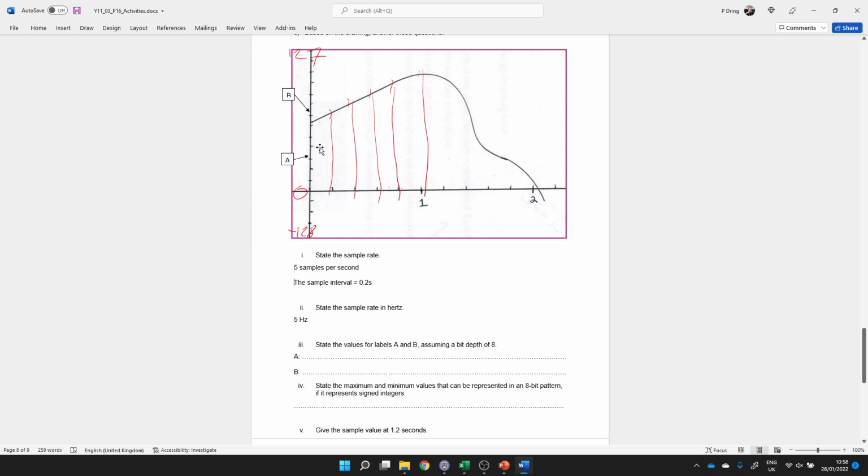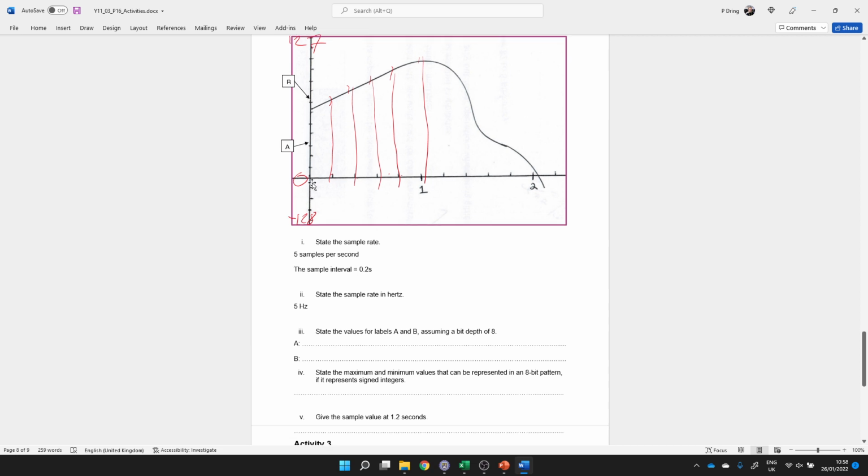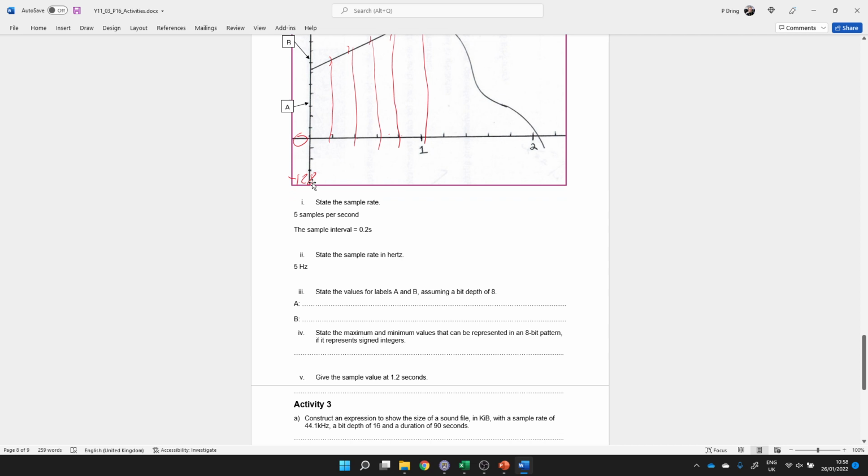I don't really understand how you're supposed to do that. You can guess it's about 2/3 of the way up and about 1/3 of the way down. Let me pause, I'll check the answers for that one.